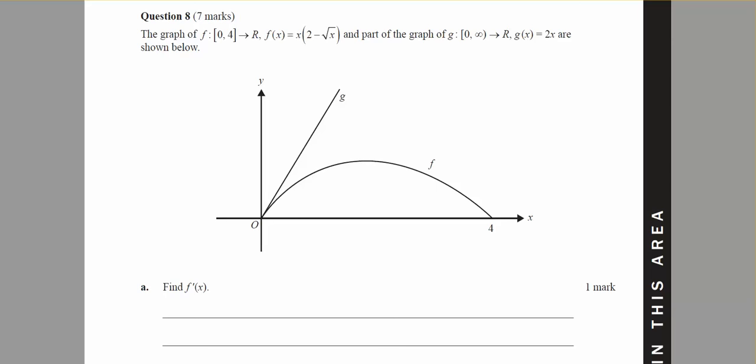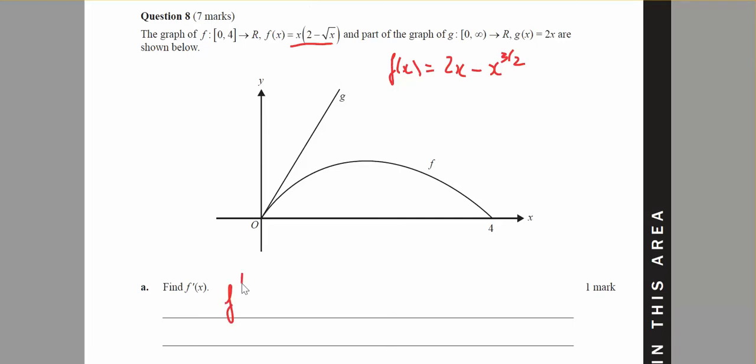Question number 8 from the Northern Hemisphere 2001 methods paper. So we have this graph, this is the rule for the graph, therefore f of x equals 2x minus x to the 3 on 2, just expanding that bracket out.